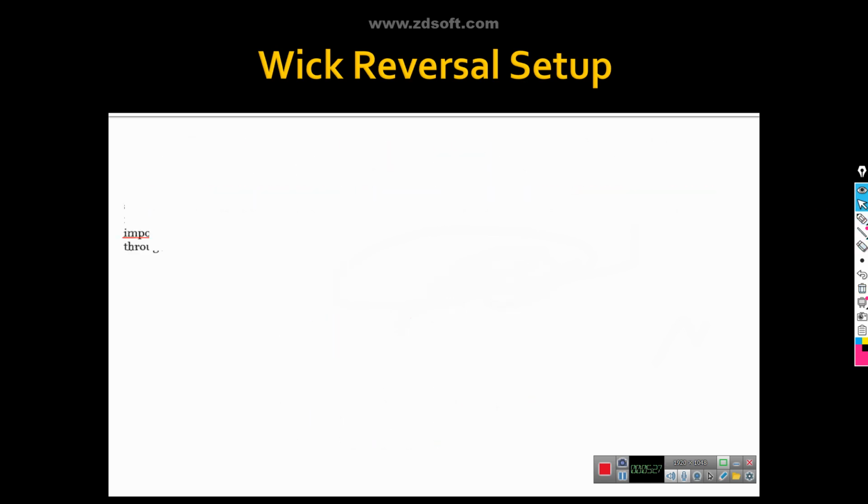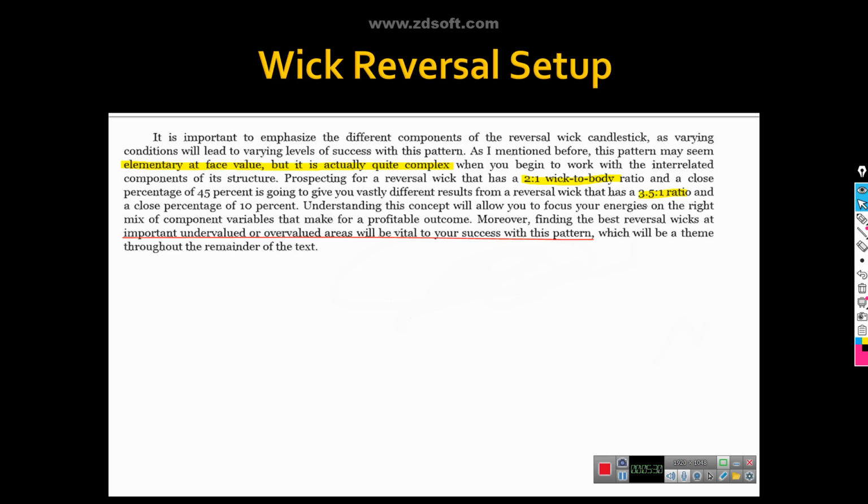It looks so simple when I'm explaining this concept, but when you see the chart, it will be very difficult to understand, because you will have a lot of signals in the chart, and your judgment is very much required to decide where to take these reversal setups. You should understand the overvalued and undervalued areas for the success of this pattern. That is what he is saying in this text: this pattern may seem elementary at face value, but it is actually quite complex when you begin to work with the interrelated components of its structure.